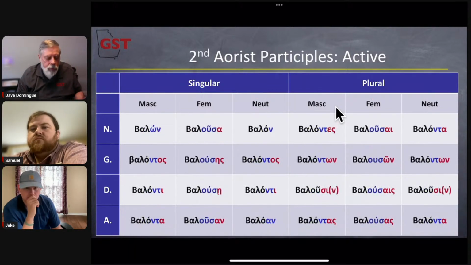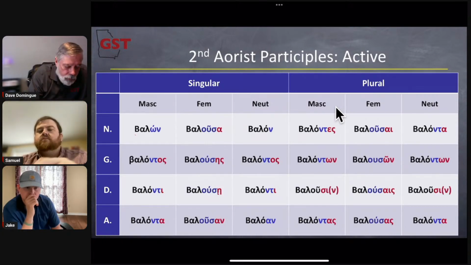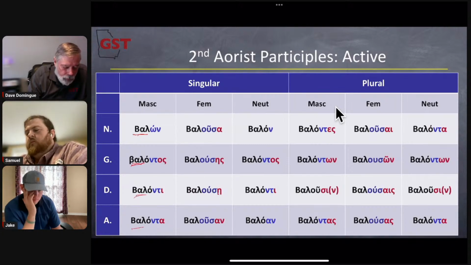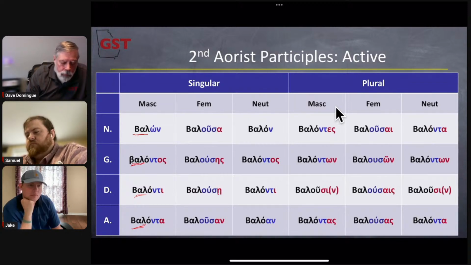Second aorist, same thing, except we don't have a tense formative. All right, everything else is the same, but there's no tense formative. We know it's an aorist because it's using the aorist tense stem, the ba, not the double lambda. Everything else is the same. Okay.